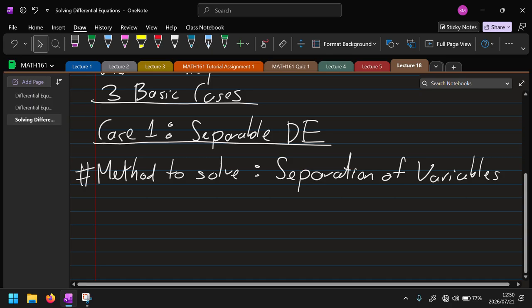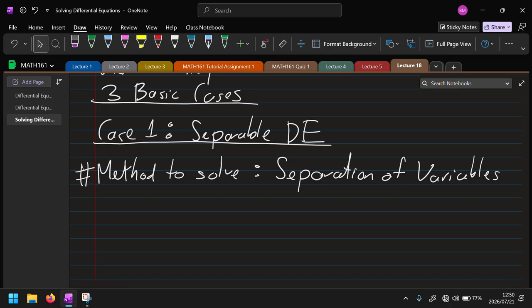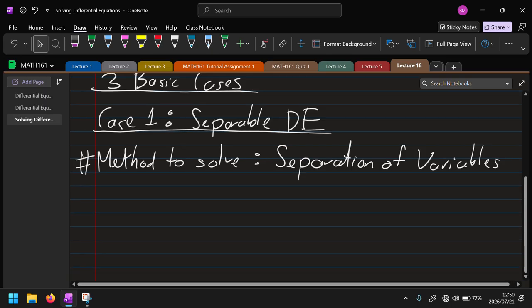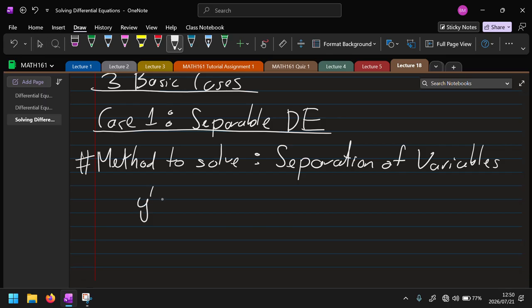So let's go through it for our general differential equation. And then I've got 5 examples. Okay. So for a differential equation to be separable, it must be of this form. So we have y prime is equal to f of x, y. Remember, that was the general one. Now this right-hand side, if we can split it up into 2 parts, one part with x and one part with y, then we call it separable.